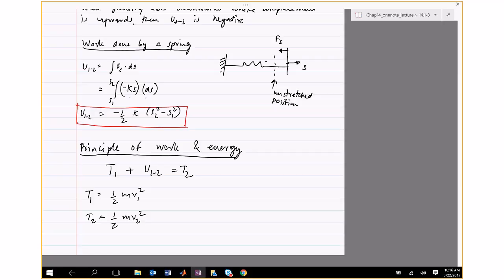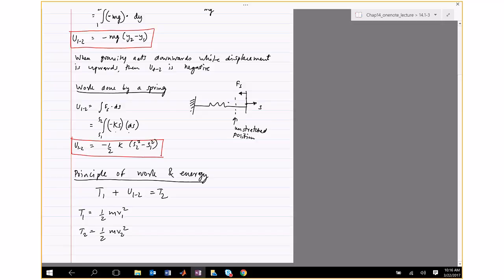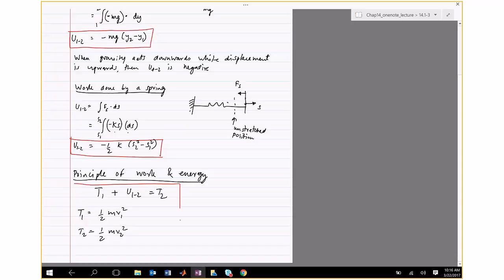How do you find the work done? Well, I've given you work done due to a spring, work done due to a particle falling under gravity. Those are the things which you need in order to find U12. So this is the formula which really helps you to solve problems, because what we're interested in is the motion of particles. We only look at what's happening at one instant and another instant and use that fact to find things like velocities, positions, and so on. So this will be clear once I solve problems.